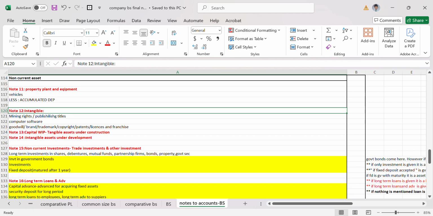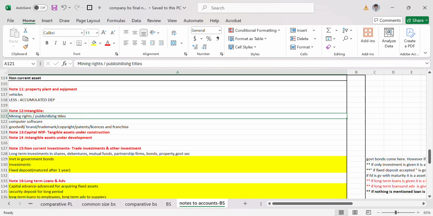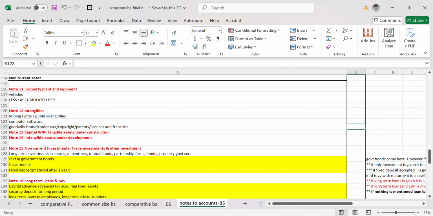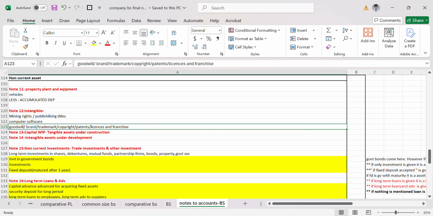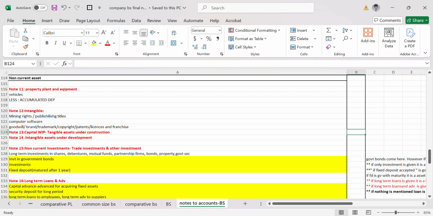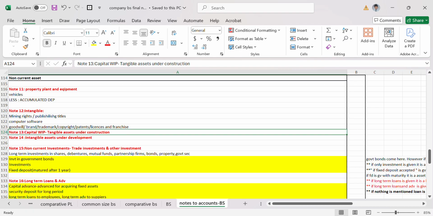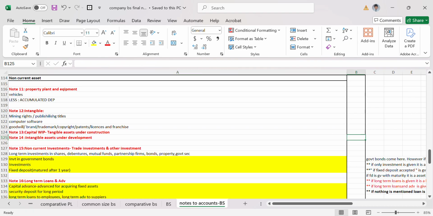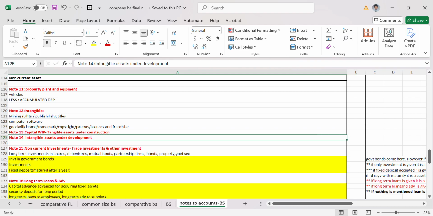Intangible assets are assets which you cannot touch and see, like mining rights, publishing titles, computer software, goodwill, trademark, copyrights, and so on. Please write them and find the total, put it in the balance sheet. Capital work in progress means building under construction. Put the amount and show it in the balance sheet. Intangible assets under development will be given to you as it is. Write the amount and show it in the balance sheet.